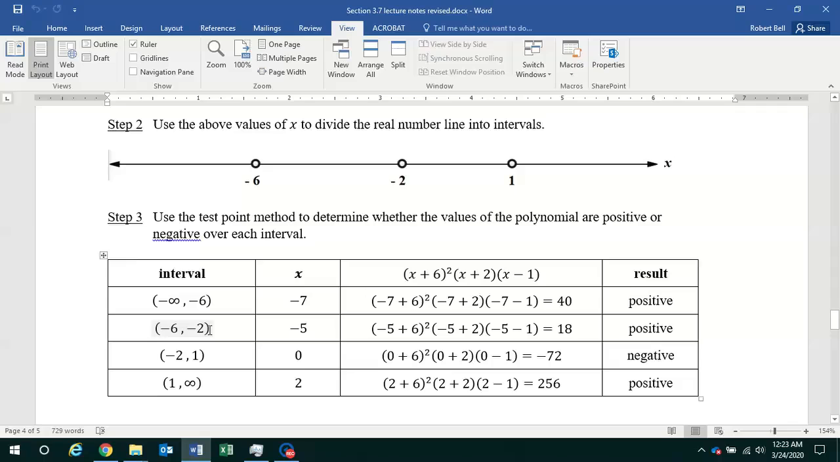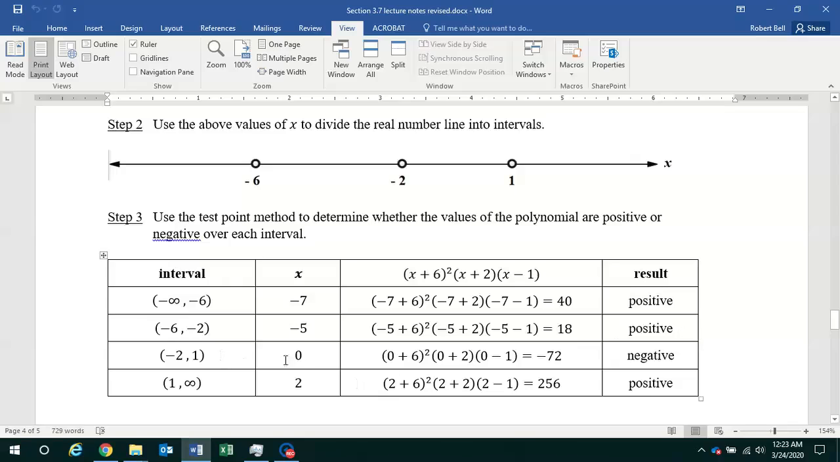In the second interval, I use −5 as a test point. When I put −5 in for x up here, the value of the polynomial is 18. And so again, that tells me if I put any real number between −6 and −2 in for x up here, the value of the polynomial will be positive. It will be a positive number.